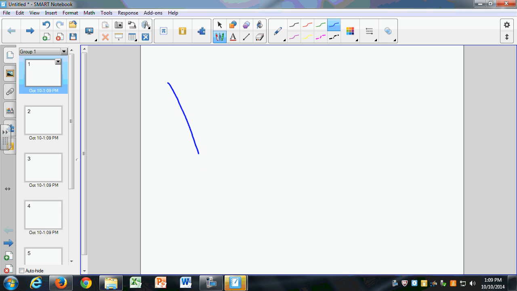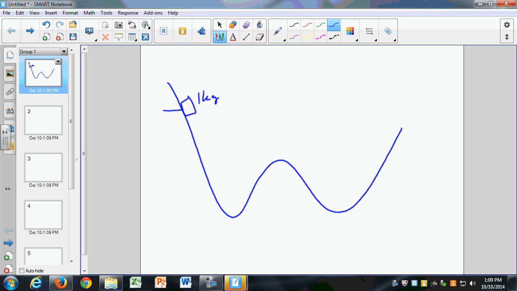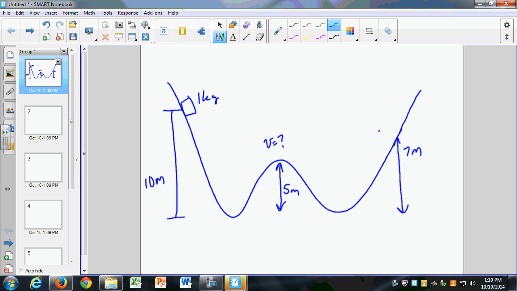So yeah, let's do it a little bit different. Let's say that we have an object. Say it has a mass of 1 kilogram, and it's at a height of say 10 meters. And let's say that this height here is 5 meters, and over here at a height of 7 meters, I want to know a couple of things. I want to know what is the velocity here, and what is the velocity here. And while we're at it, what is the velocity down at the bottom.